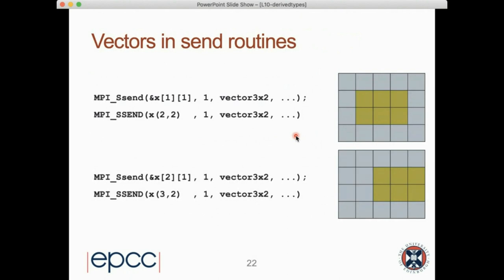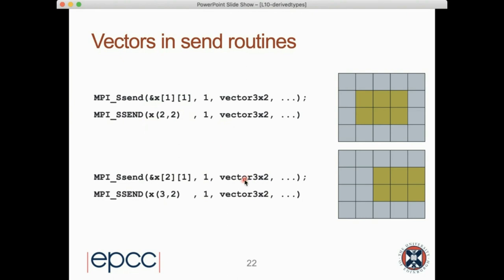Okay, so if we have the example we had before, where it's the middle block we want to send, and we've constructed our 3x2 data type, then basically we need to pass the address of the first element, which is the bottom left one. Okay, so in C that would be the address of x11, or in Fortran it would be x22.